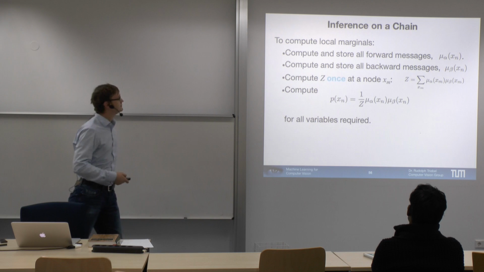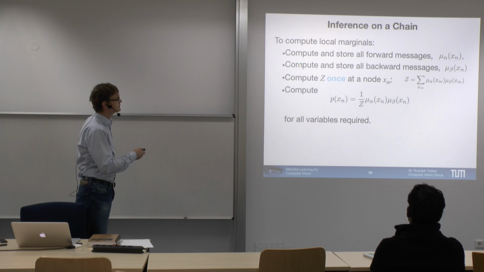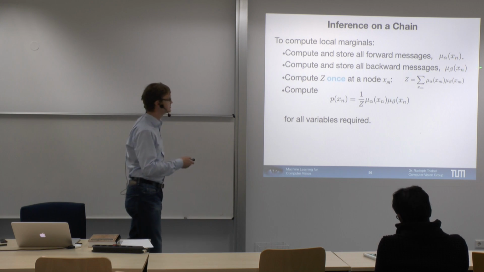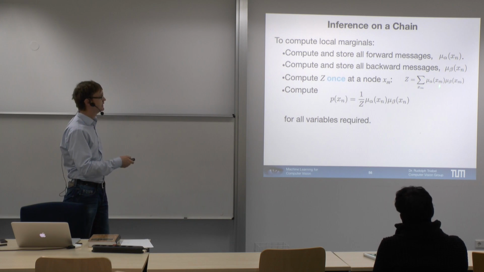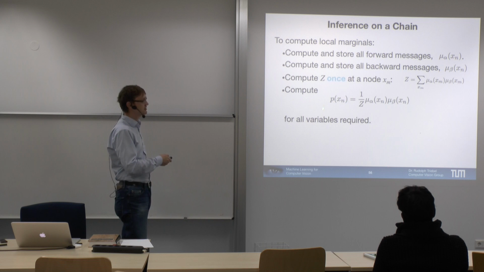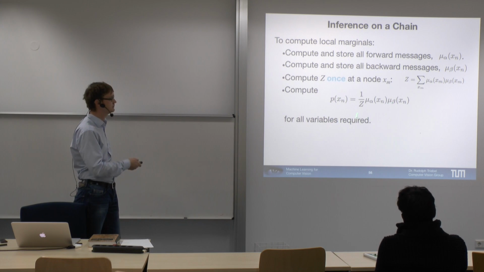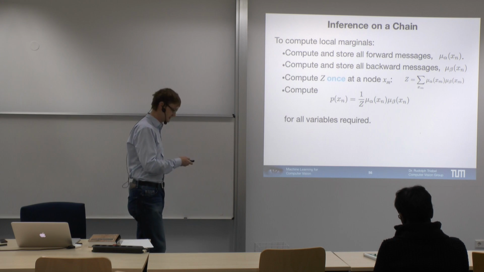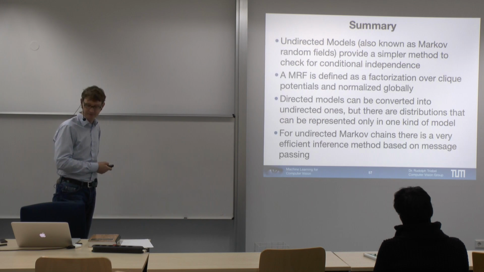Yeah, this is just a summary, I think. To compute the local marginals, compute and store all forward messages, right? All alpha messages, then we store all backward messages. Then we compute z only once at a given node, right? And now we can just compute our marginal, right? Now we have everything in place. We just take these two vectors, take the dot product of them and normalize it, and that's it, right? This is doing inference on a Markov chain.